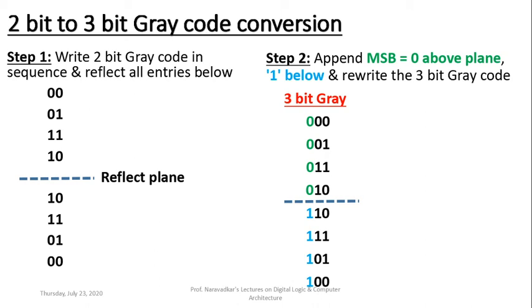And again the property of the gray code, that successive entries differ only at one bit position, is also equally applicable. You can consider any two entries and check. For example, below that plane of reflection, the next two immediate entries are 110 and 111. You can observe there is only one bit change. The two MSB bits, 11, are not changing, but the LSB bit is changing from 0 to 1.